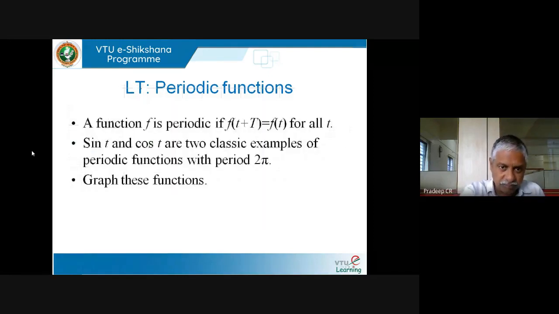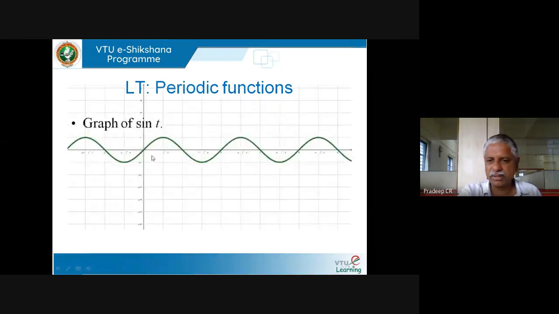So let me recall. A function f is said to be periodic if f of t plus capital T is f of t. There is one small question here. You see f of t plus 4 pi is also the same f of t. So what is the period? Is it 2 pi or 4 pi? You take the smallest of such periods, because strictly speaking, 2 pi is a period, 4 pi is a period, 6 pi is a period, 10 pi is a period. All even multiples of pi are periods.